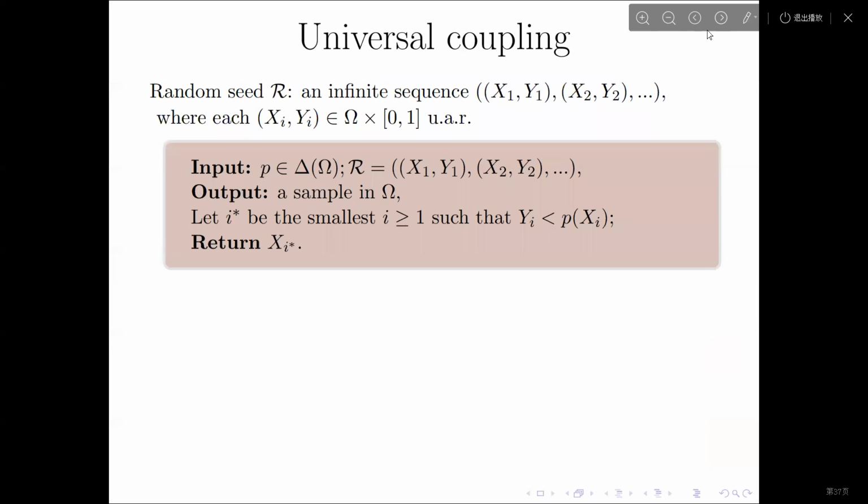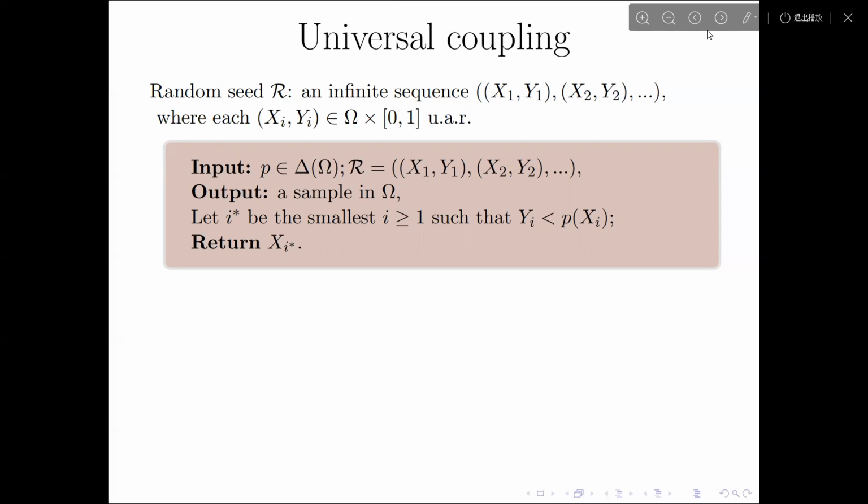We construct our universal coupling F as follows. The random seed R can be taken as an infinite sequence of pairs (xi, yi), where each (xi, yi) is generated from omega times the interval [0, 1] uniformly and independently at random. Our function F takes a distribution p and a random seed r as input, and outputs a sample in omega. F works as follows: take the smallest i such that yi is less than p(xi), and output xi.